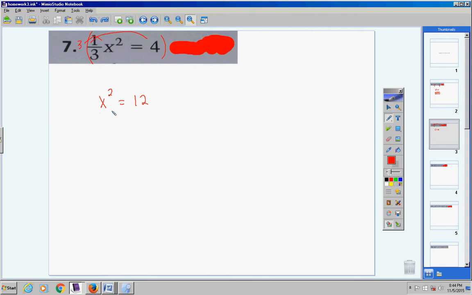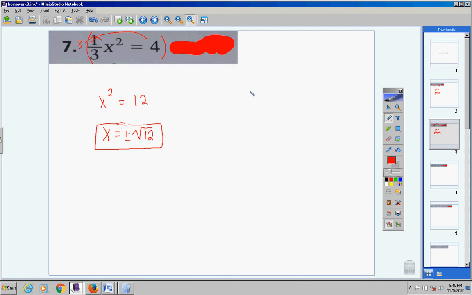So if you take the square root of x squared, it'll be x. If you take the square root of 12, you'll get this. Now again, on a test or a quiz, don't forget your positive, negative. On a test or a quiz, you're more than welcome to type that into your calculator, but for this first section, we're just going to leave our answers in radical form.